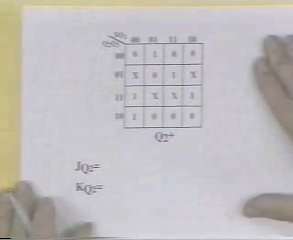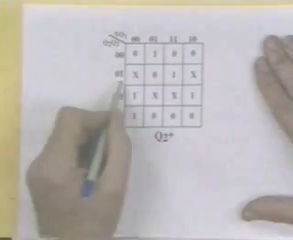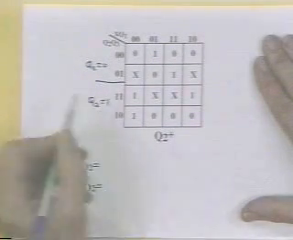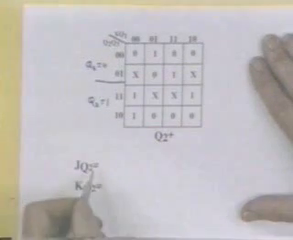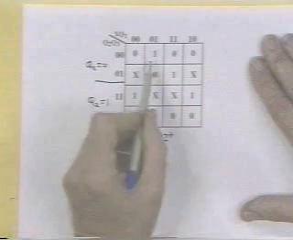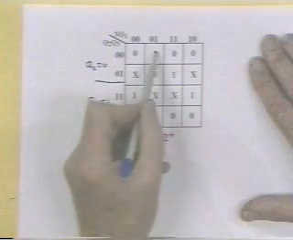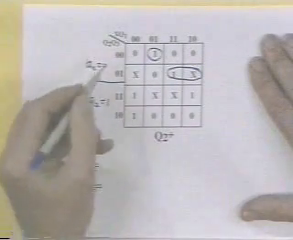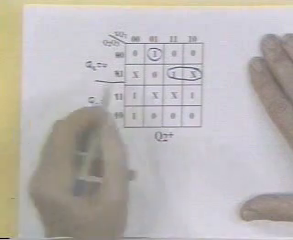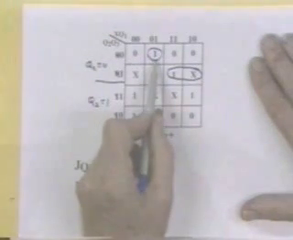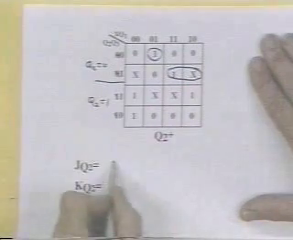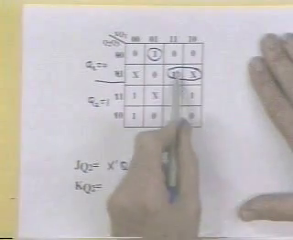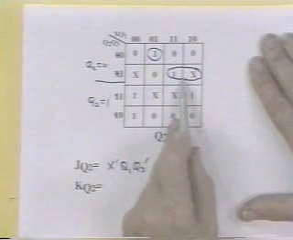Flip-flop number 2, I'm going to split my map in half again for Q2 equals 0 and Q2 equals 1. And again, to get J for Q2, I'm going to circle 1s on the Q2 equals 0 half, which is this one here and this pair here. And I'm going to eliminate Q2. So this term is X prime Q1 Q3 prime. This term here is X Q3.